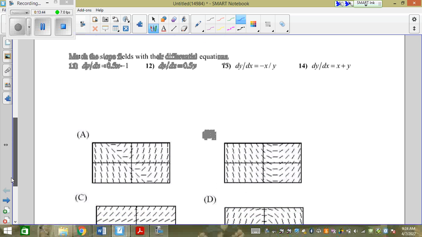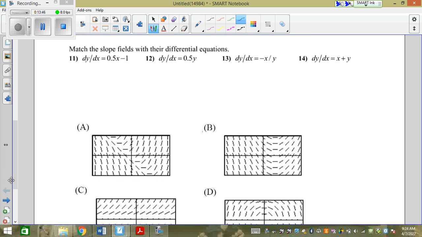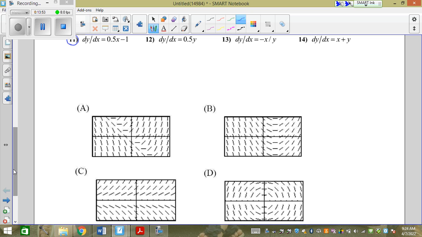So I want you to just, for now, find me this one. Out of all of these, find that. Which one is it going to match? Why would it match B? Because it's the only one that has -1 and 0, I think. It's the only one that has -1 and 0, 0.